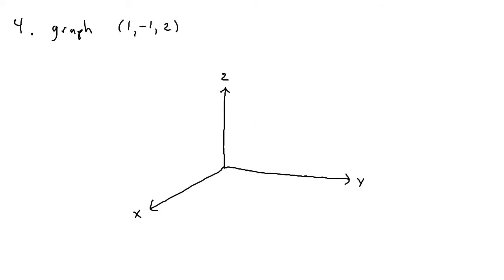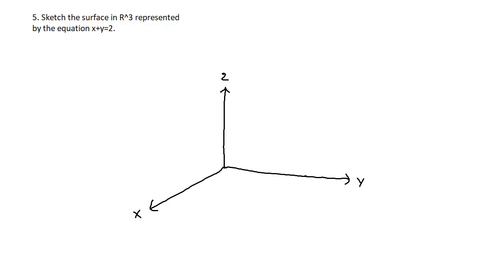And for number 4, let's now graph 1, negative 1, 2. So we're going to go 1 in the x direction. So we've got 1 this way. And then now it's negative 1 for the y direction. So let me extend the y-axis in the negative direction. So we'll go negative 1 in the y direction. And then we'll go 2 in the z direction. So the point will be somewhere around here, at 1, negative 1, 2.